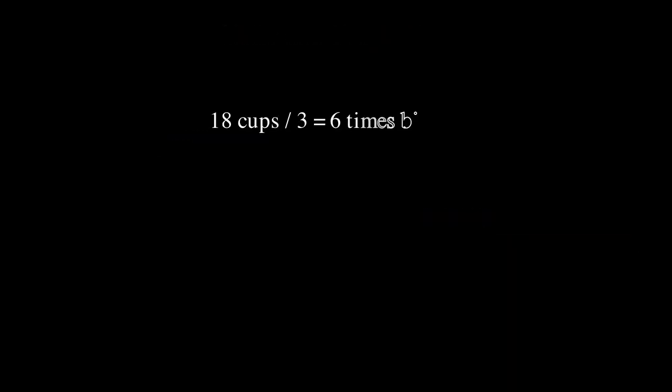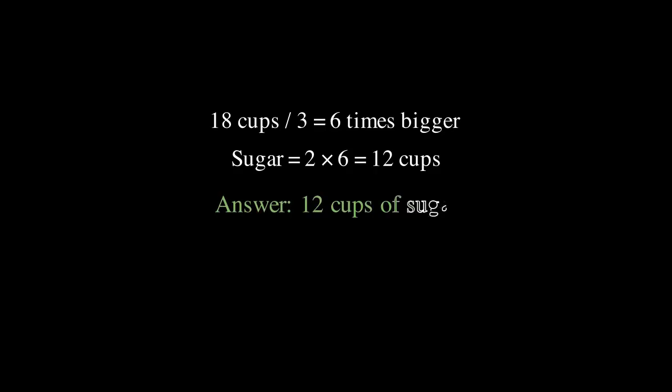The flour part in the ratio is 3, and the baker actually used 18 cups, so we check how many times 3 fits into 18. Since everything is scaled up 6 times, the sugar part, which is 2, must also be scaled up 6 times. So the baker should use 12 cups of sugar to keep the same taste as the original ratio.